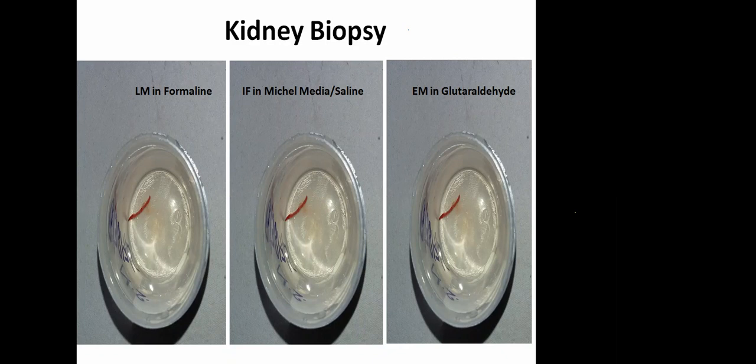Okay, so kidney biopsy. Ideally, you should get 3 samples: one in formalin, one in Michel's media, and the other in glutaraldehyde. For EM, it has to be in glutaraldehyde. Many a time, when we get only 2 biopsy tissues, that means one in formalin and one in normal saline or Michel's media, we subject the formalin-fixed tissue for electron microscopic studies, where we feel that EM will be useful. That decision, whether EM will be useful or is definitely required in any case, depends upon what is there on the LM and IF morphology.